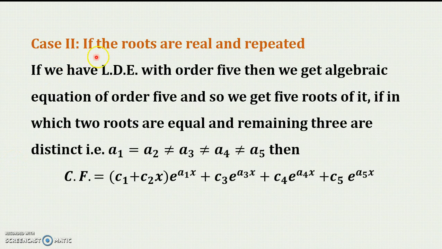If the roots are real and repeated, we again take a linear differential equation of order 5. Again we get an algebraic equation of order 5, so we get 5 roots. But in this case 2 roots are equal and the remaining 3 are distinct, like this: a1 is equal to a2, which is not equal to a3, not equal to a4, not equal to a5. Then the complementary function is equal to (c1 plus c2 x) e raised to power a1x plus c3 e raised to power a3x plus c4 e raised to power a4x plus c5 e raised to power a5x.